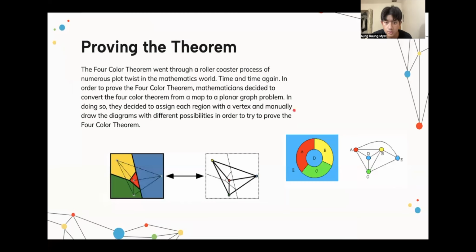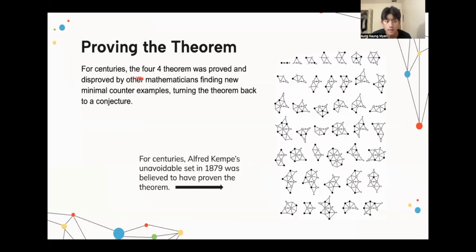So this was way back in the 1700s or 1800s, where people had to manually prove math theorems on paper. So in 1879, Alfred Kempe published his unavoidable set, which for centuries was believed to have proven the four-color theorem.